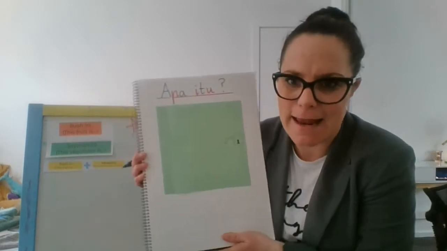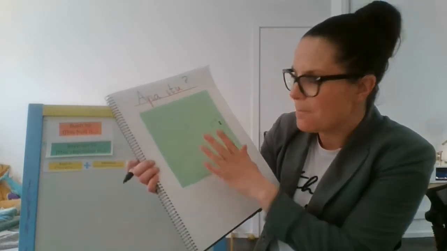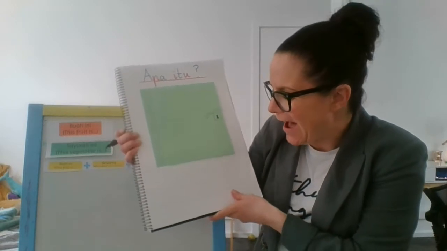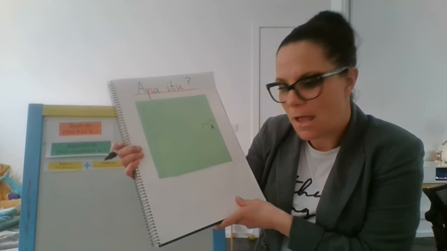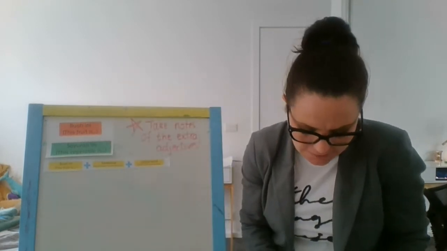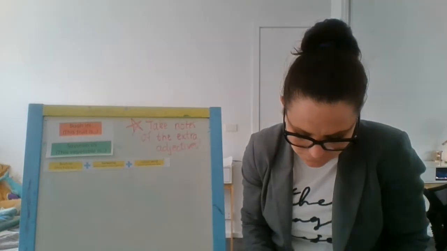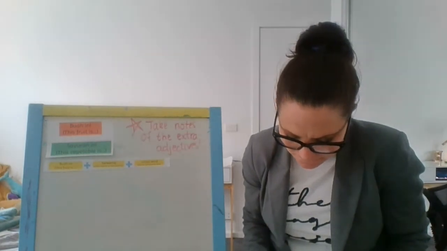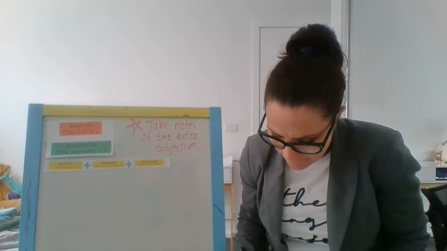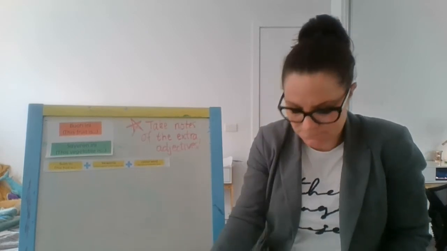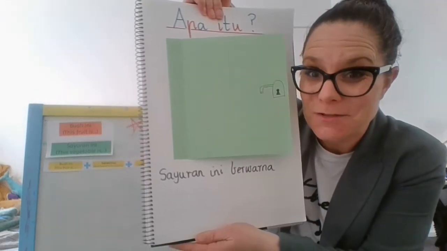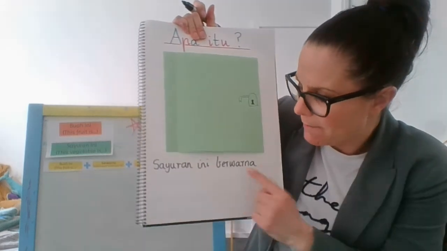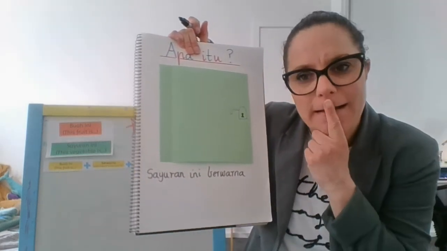So my first sentence today, I'm going to write, behind my door, I have sayuran ini berwarna jingga dan hijau. So this fruit, sayuran ini berwarna. Sayuran ini berwarna. Have you figured it out already? I'm doing a vegetable, sayuran. Sayuran ini berwarna jingga. What's jingga?